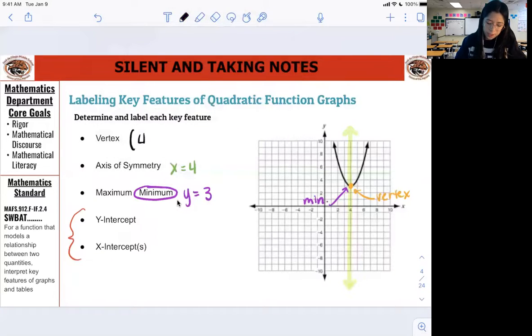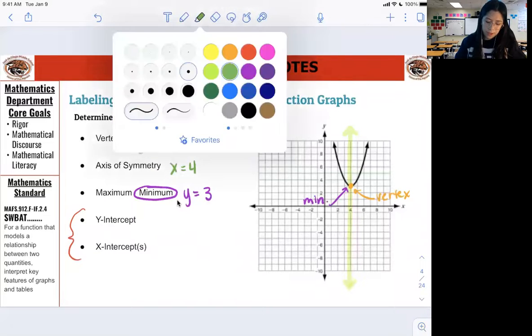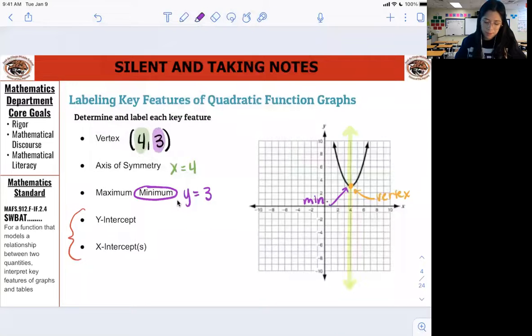If you know where the vertex is, you know that the axis of symmetry is the x value and the minimum or maximum is the y value. So again, any questions on those 3?